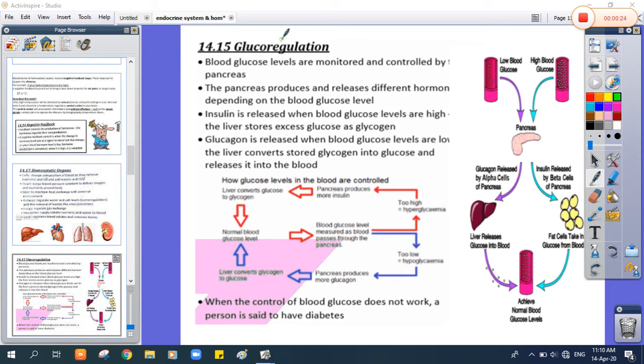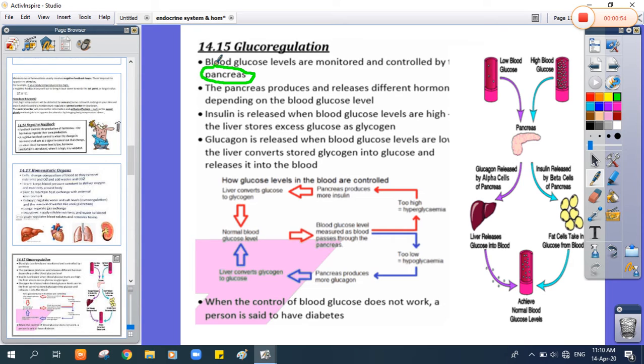What is the meaning of this process? Actually, this is the process of regulating the blood glucose level inside your body and inside your blood. So, glucoregulation is the regulation of blood glucose level. And this process is controlled by the pancreas.